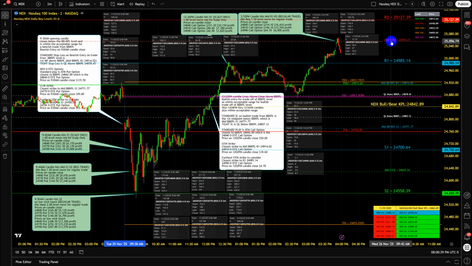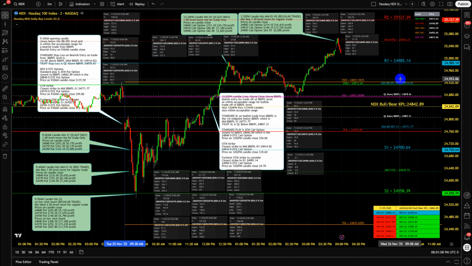So for example, if you were taking a bearish trade off of R1, then the midpoint level above would be your standard stop loss, and then your QL above would be your tight stop loss. For a bullish trade off of R1, your standard stop loss is the midpoint below R1, and then your QL level would be the tight stop loss below R1. And it works the same way off the other levels.